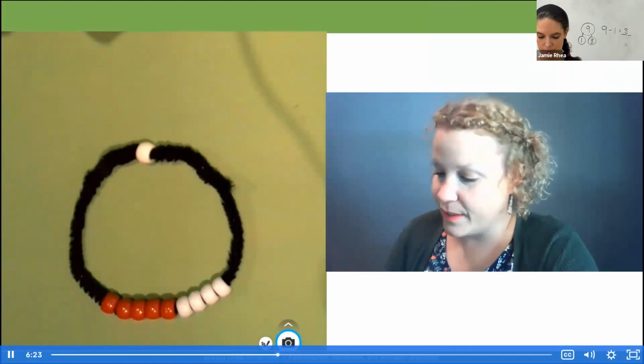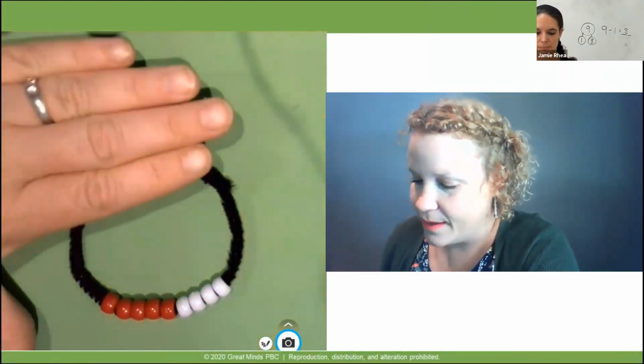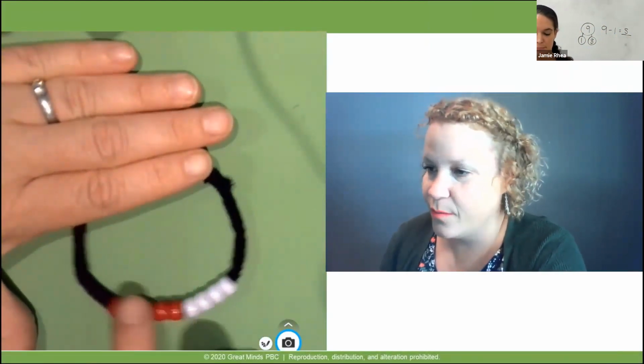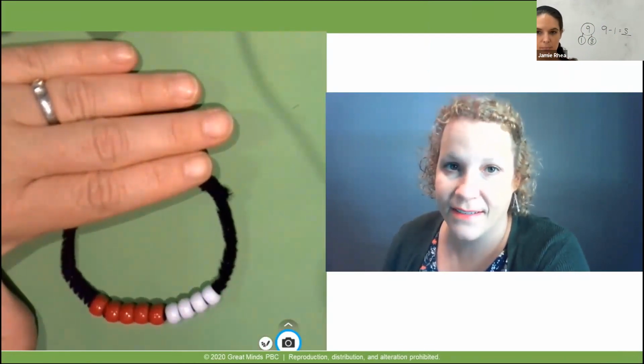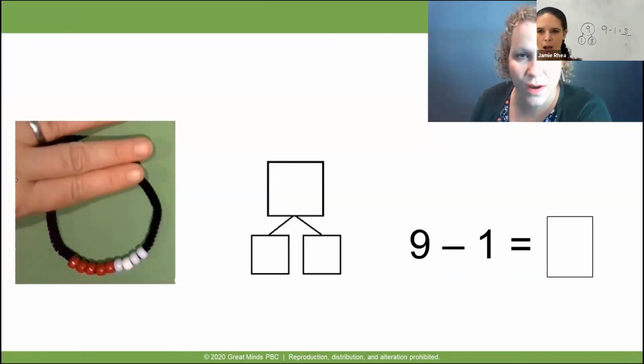Make sure to have one bead pulled up at the top and covered so that we're starting with a total of 9. Solve 9 minus 1 using your Rekenrek and bracelet and write a number bond and number sentence to match. Push pause so you have time to work, and then we'll compare answers.